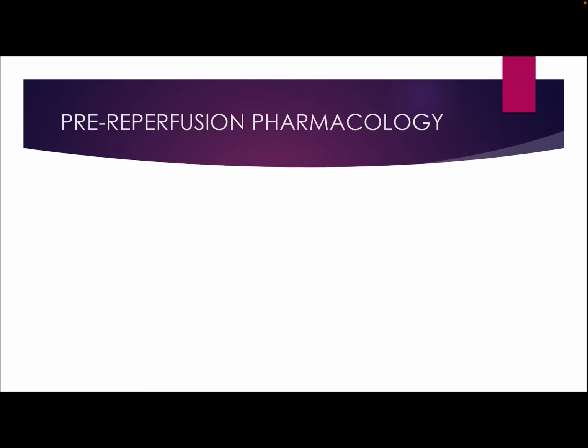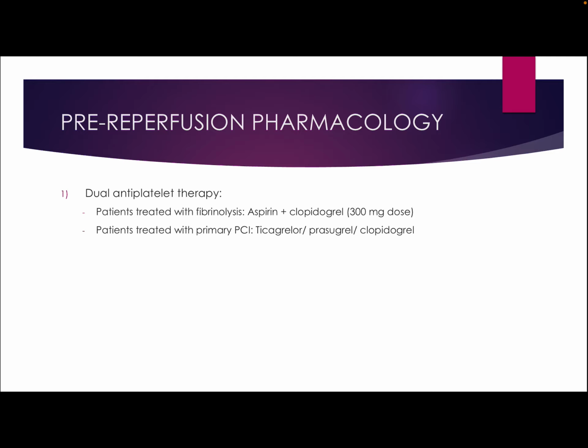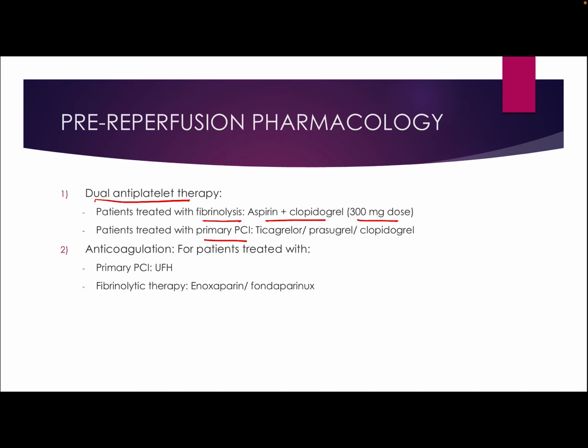Next is pre-reperfusion pharmacology. What are the drugs that we give before we reperfuse the patient? First is dual antiplatelet therapy. For patients who are going to be treated with fibrinolysis, we will go for aspirin and clopidogrel combination, 300 mg doses. And for patients who are going to be treated with primary PCI, we prefer agents like ticagrelor, prasugrel, or clopidogrel. The second important is anticoagulation.